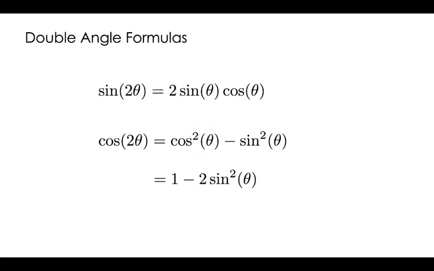You can also take that sine squared plus cosine squared formula and solve it for sine squared. If you do that, you'll get a third version of this formula, 2 cosine squared minus 1. So these are actually all three the same formula. They do the same thing. They do the same job.